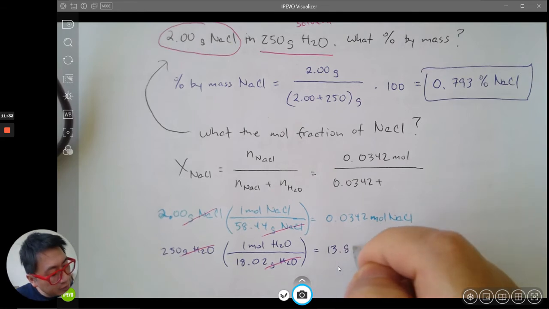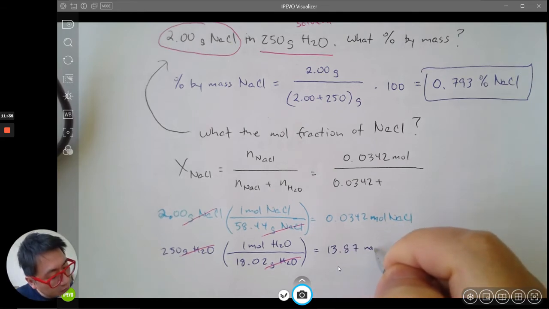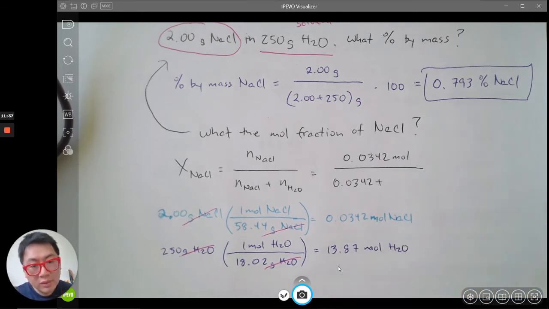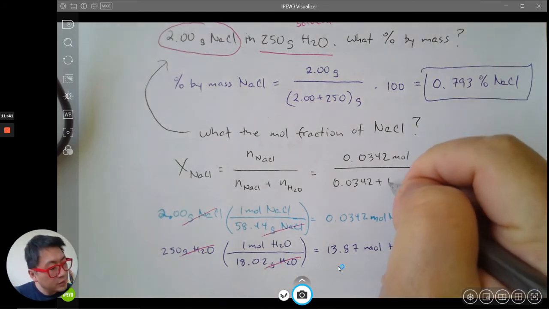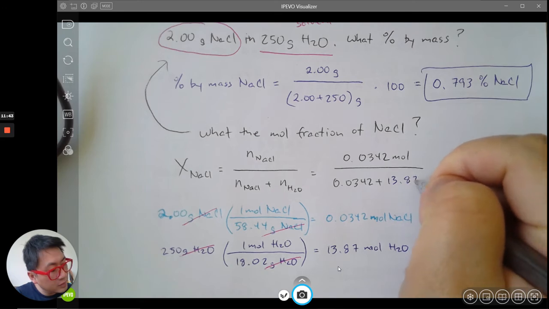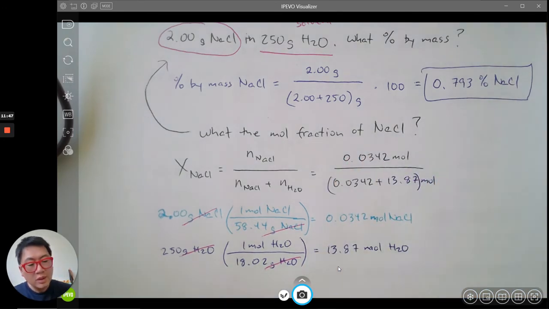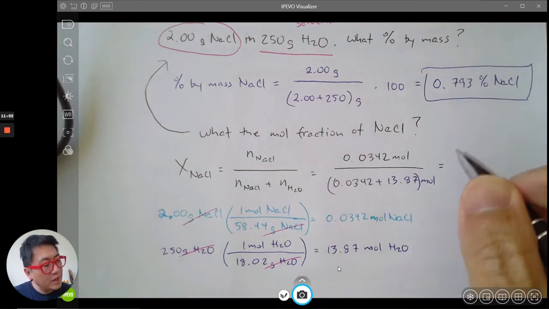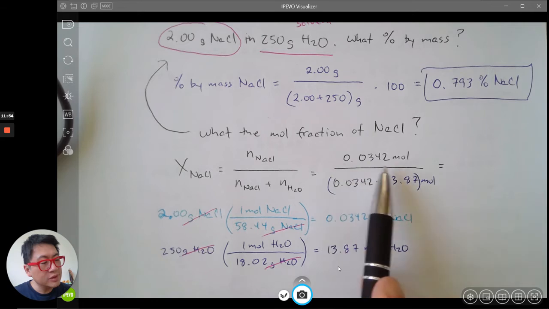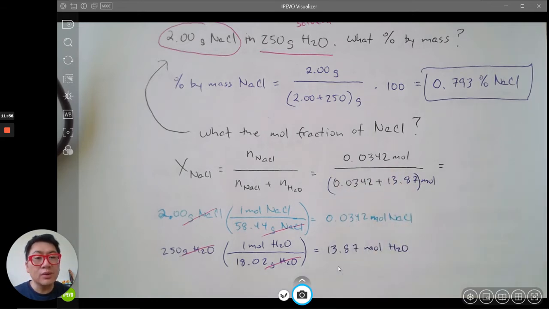13.87 moles of water. Okay, so moles of water, 13.87. So plug that all in a calculator, and I will have the mole fraction: the moles of salt divided by moles of everything total, which is 0.0342 plus 13.87.